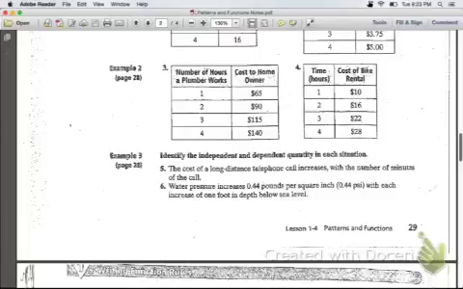So in this case, the independent, I'm going to just use I here, is equal to the number of minutes, right? Because the dependent is the cost, and it depends on how long you talk.